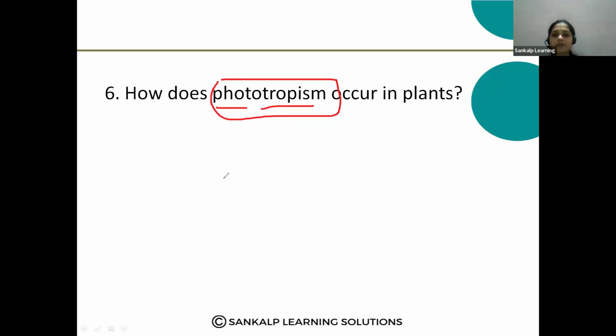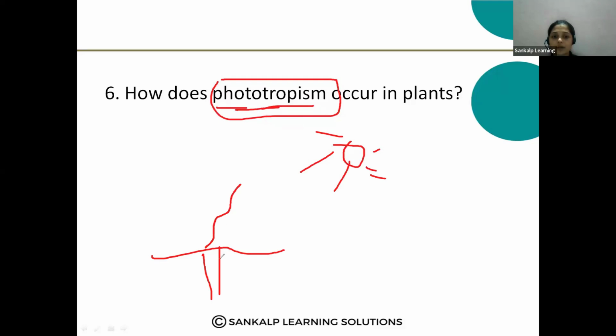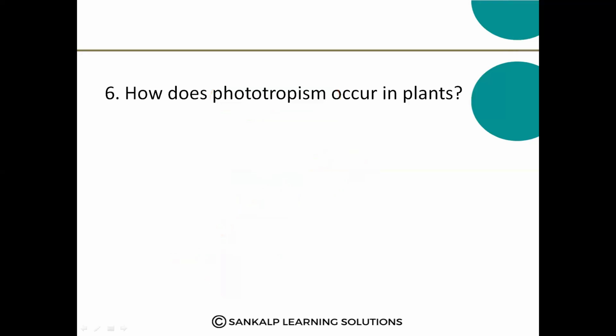Phototropism means movement of the plant body towards the light. Photo means light. So the aerial parts of the plant body, for example the stem and shoots, are growing towards the sunlight. So it is called phototropism. Am I right? Yes, ma'am.